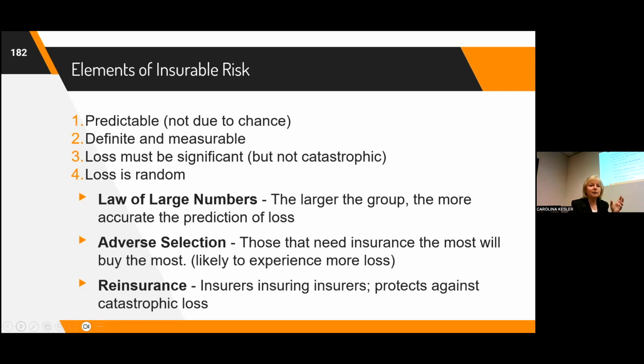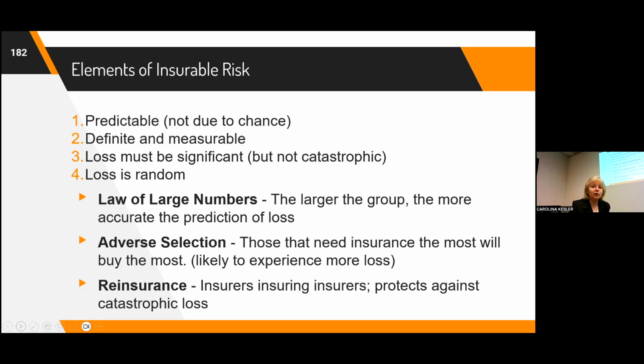So law of large numbers, the group must be bigger to predict the losses better. Adverse selection, those that need insurance the most are going to buy the most, right? So probably people that think they're going to die soon are going to want to buy a whole bunch of insurance. If they're not found medically insurable, they're not going to get it.